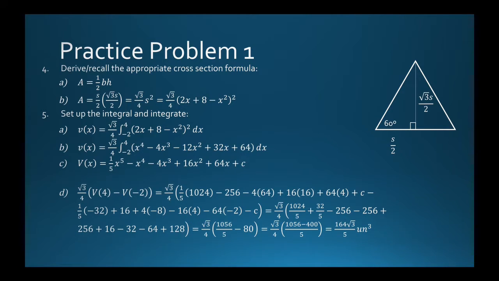So we'll be substituting both 4 and negative 2 into that polynomial. And then it's just a matter of some simple calculations, and we'll end up with the final answer of the volume of the solid being 164 root 3 over 5 units cubed. Now to a more difficult practice problem.